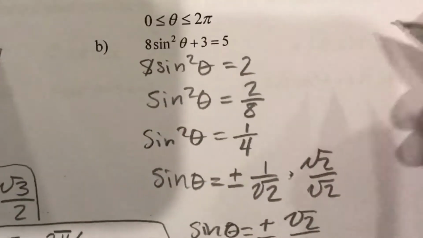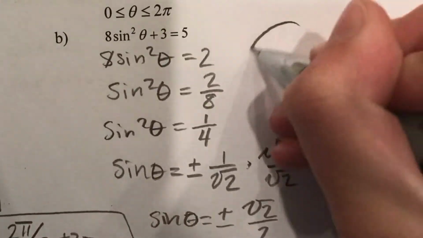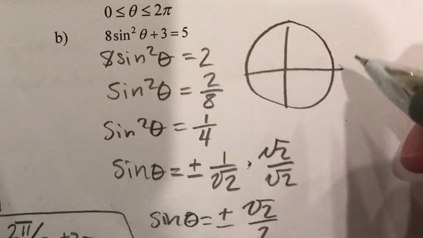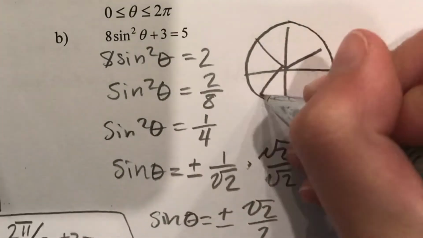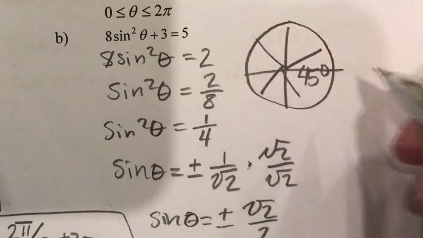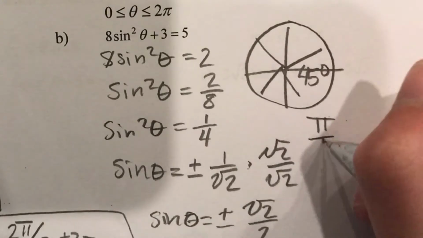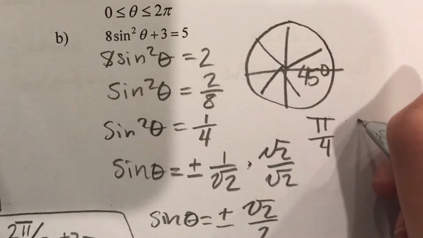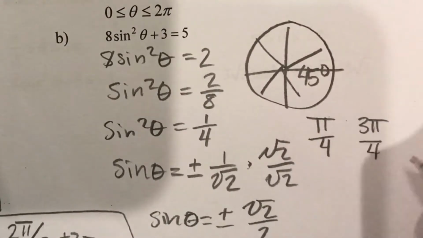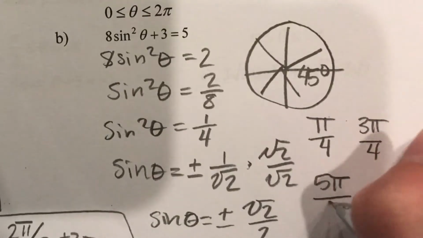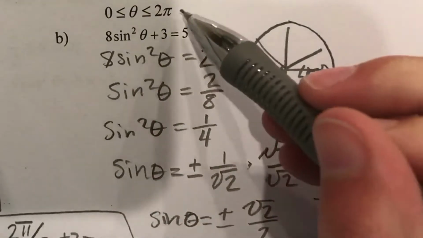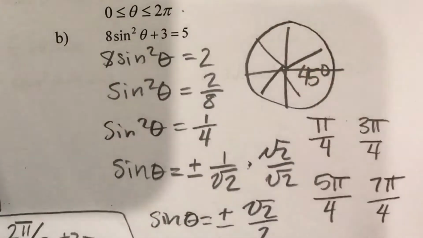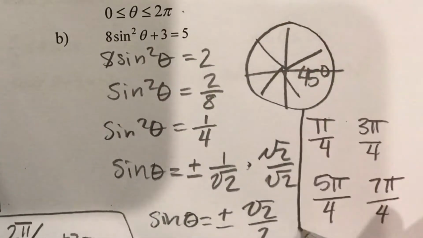So then, on your circle, root 2 over 2 is a 45-degree angle. So then you get pi over 4, 3 pi over 4, 5 pi over 4, and 7 pi over 4. And since there's a domain restriction, you don't add the 2 pi n to your answer.